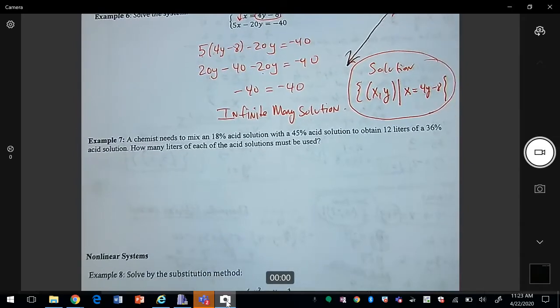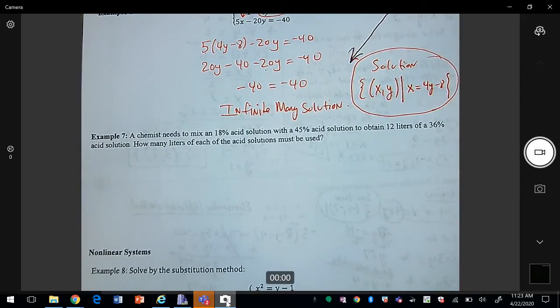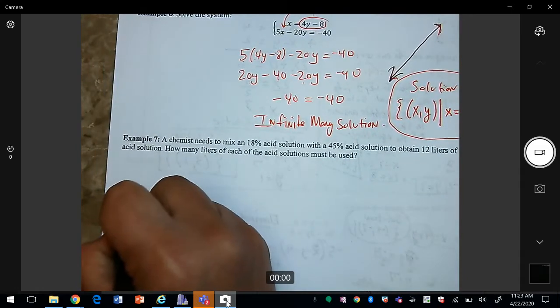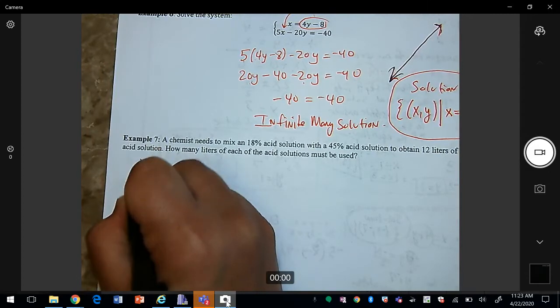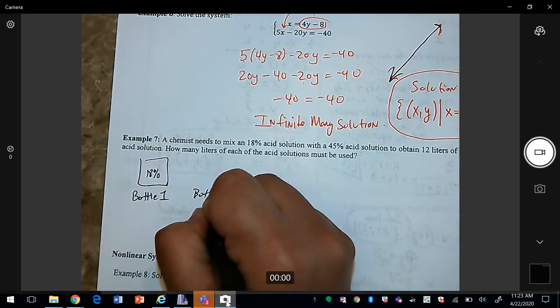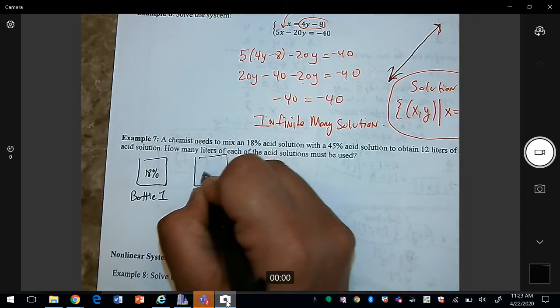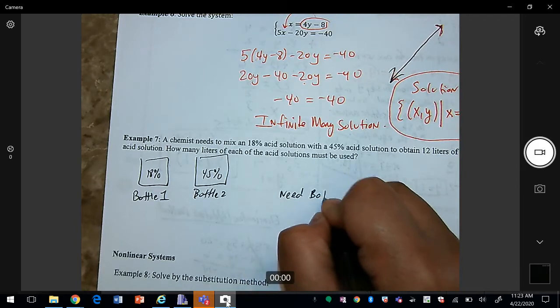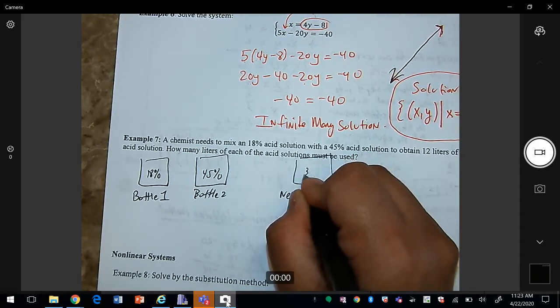Okay, so let's look at example 7. A chemist needs to mix an 18% acid solution with a 45% acid solution to obtain 12 liters of a 36% acid solution. How many liters of each of the acid solutions must be used? Basically, we have bottle 1, which is 18%, and bottle 2, which is 45%. Then we need a bottle that is going to have 36%.